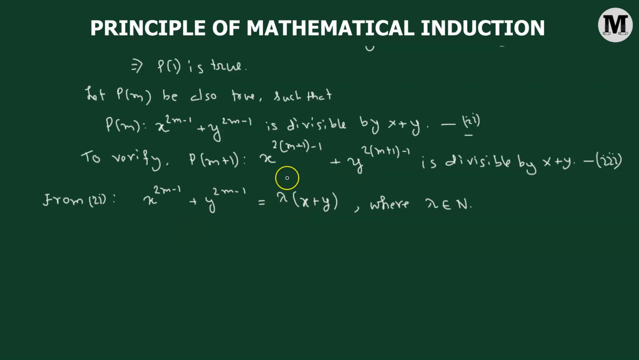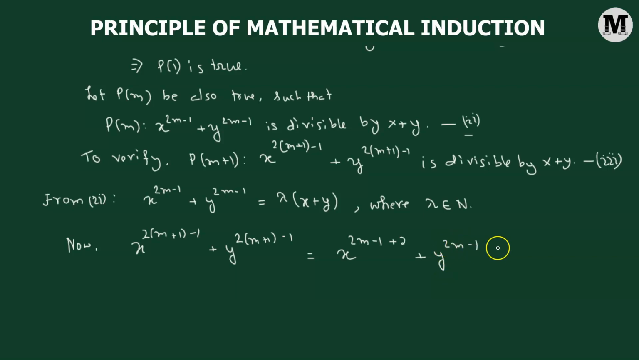Now we will take the help of this expression. So let's start with the expression x raised to the power of 2 times m plus 1 minus 1 added to y raised to the power of 2 times m plus 1 minus 1. We'll rewrite this expression as x raised to the power of 2 times m minus 1 plus 2, plus y raised to the power of 2 times m minus 1 plus 2. So this is going to be equal to x squared multiplied by x raised to the power of 2m minus 1. All we have done is use the law of exponents here.